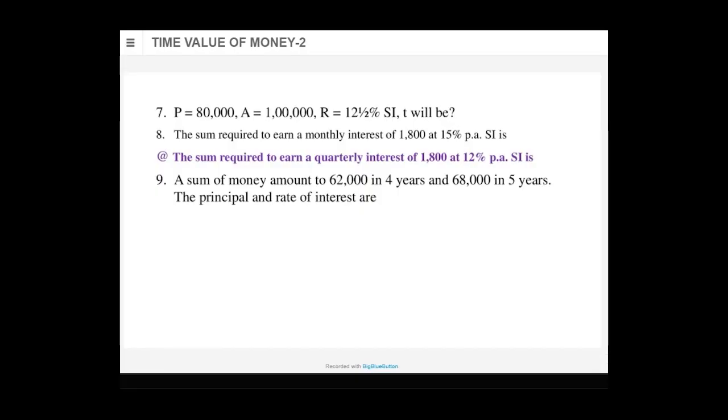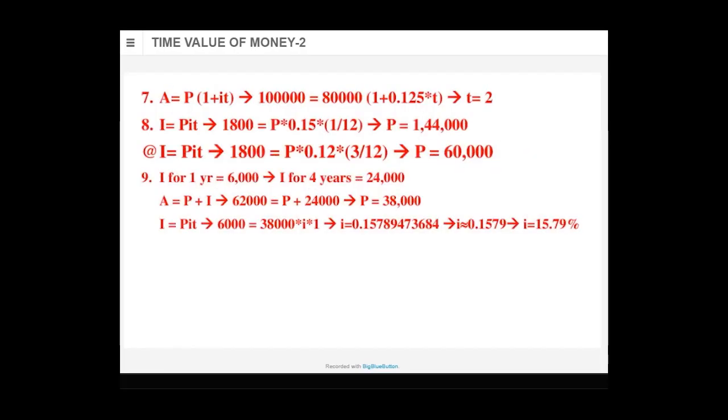Yes. Answer comes as follows. You'll get the answer on the screen. Seventh answer, T equal to 2. Eighth answer, I took it as 1 divided by 12. 1800 is equal to P into 0.15 into 1 upon 12, 1 month. In accounts also you do it. 3 months depreciation, so 3 upon 12. 6 months salary, so 6 upon 12, the same year. Okay.